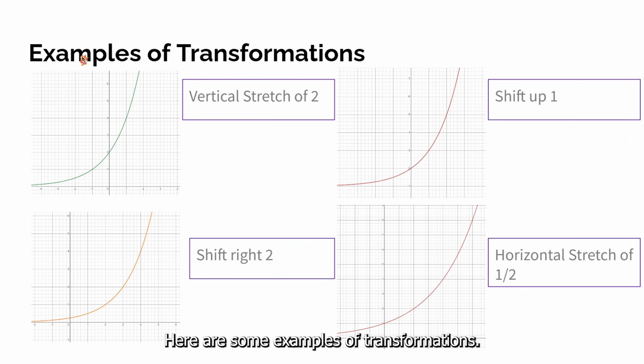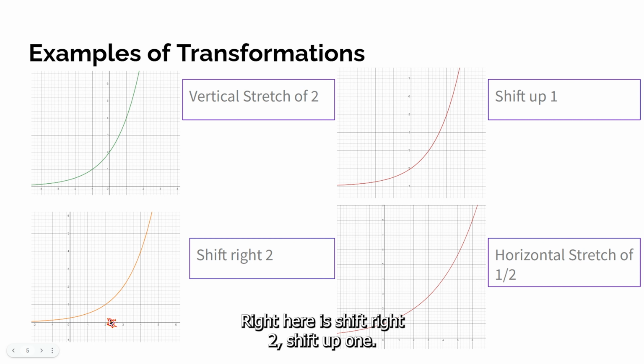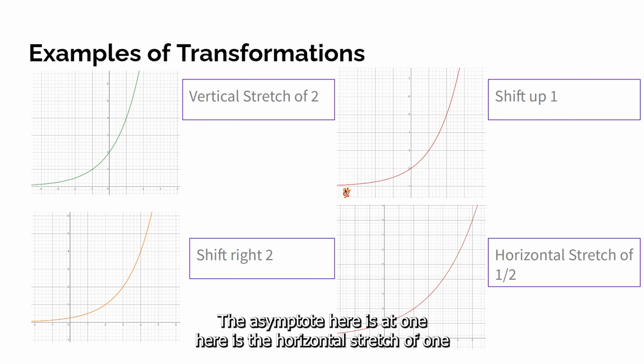Here are some examples of transformations. We have vertical stretch of 2. It goes 1, 2. Start it up 2. Start vertical stretch of 2. Shift right 2. So we start it right here at 2. Shift up 1. The asymptote here is at 1. And you have a horizontal stretch of 1/2.